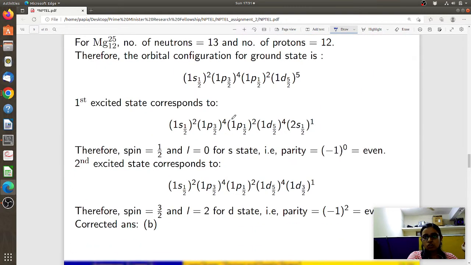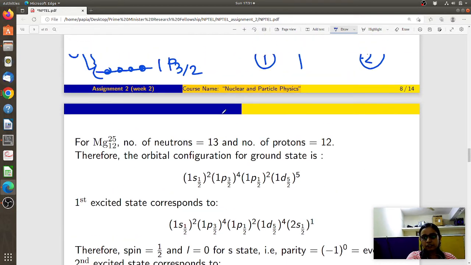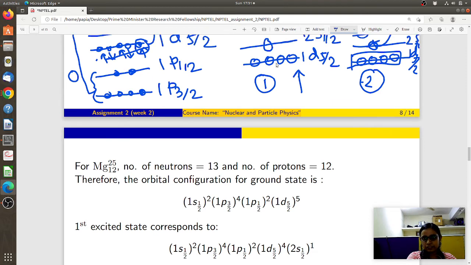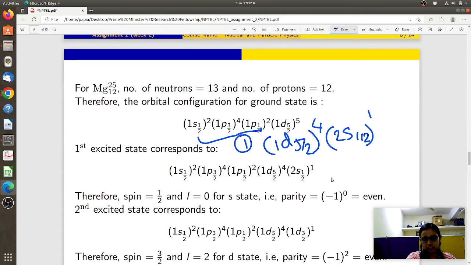So coming to the first excited state. In that first excited state, as whatever I have written here in that configuration, then what will be the configuration for 1? For the 1, the configuration will be like that. The first 3 will be very similar. The only difference will be 1d 5/2. Here the 4 will be there, and the second one will be 2s 1/2 and 1, which I already wrote here. Okay, so the first excited state corresponds to that configuration.